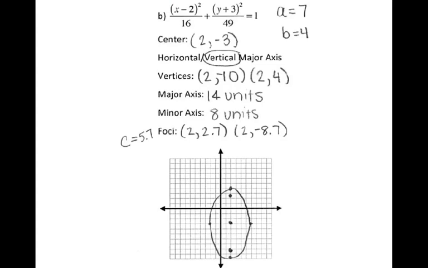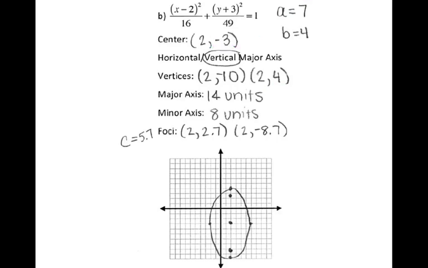For my vertices, since I have a vertical major axis, I'm going to change the y-coordinate of my center, and I'm going to add and subtract a from that number. So if I take -3 minus 7, that gives you -10. If I take -3 plus 7, that gives you 4. So I have a vertex at (2, -10) and (2, 4).